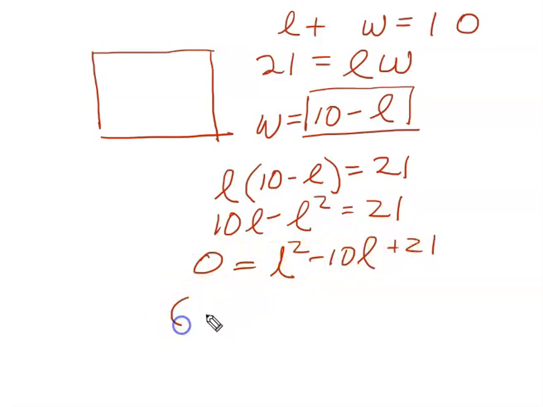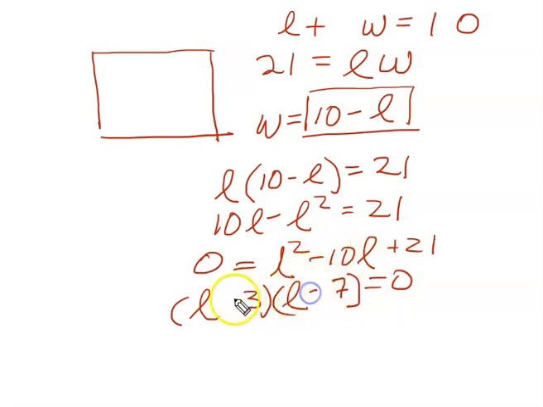We're now going to factor this, and I like this 0 on this side. So L, L, and then 21 is, let's see, 7 and 3 add up to 10. They both need to be negative. So here, equating each of these to 0, we have L equals 3, or L equals 7. So one of these sides, let's say the length, which is the longer usually, is 7, and the width is 3.